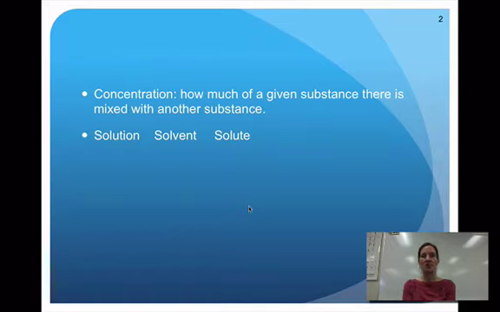So when we talk about concentration, what we're talking about is how much of the two things that you're mixing together you have. How much of any given substance there is that you're mixing into the other substance.